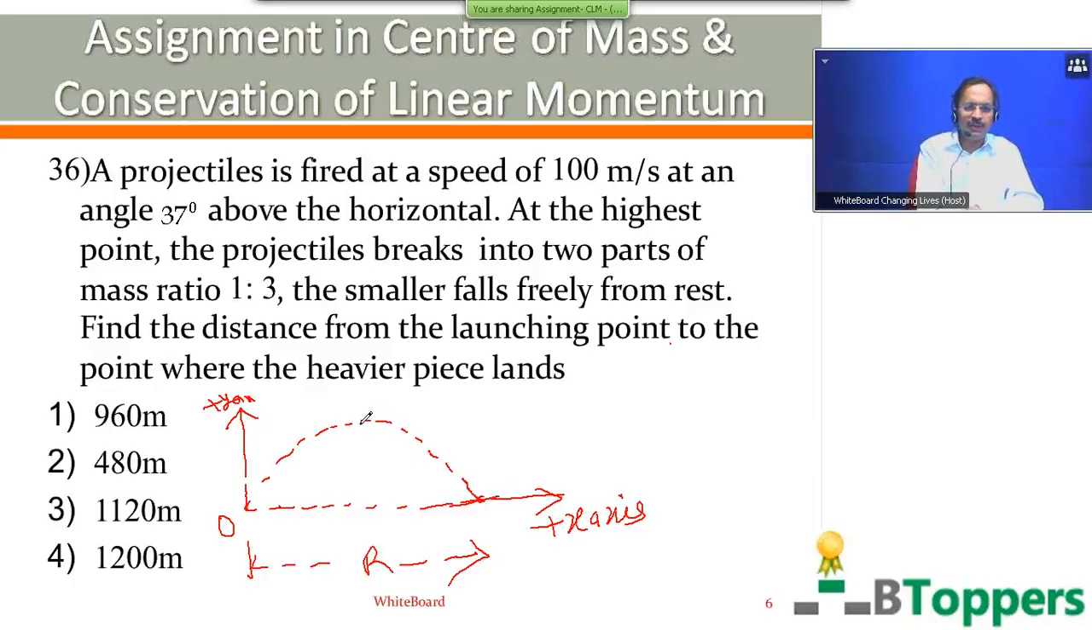At the highest point, it splits up into two parts. One of the parts falls vertically downwards. Let M1 be the mass of the first part. The first part falls freely under gravity. That means it falls like a freely falling body from the highest point, therefore reaches the ground at a horizontal distance equal to R by 2 from the point of projection. But the center of mass of the two parts continues to move along the same parabolic path along which the unexploded body would have traveled.